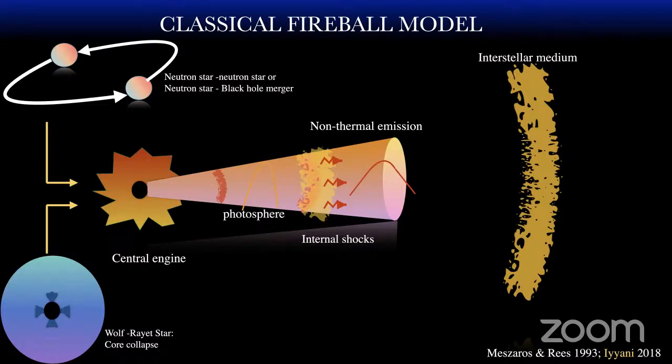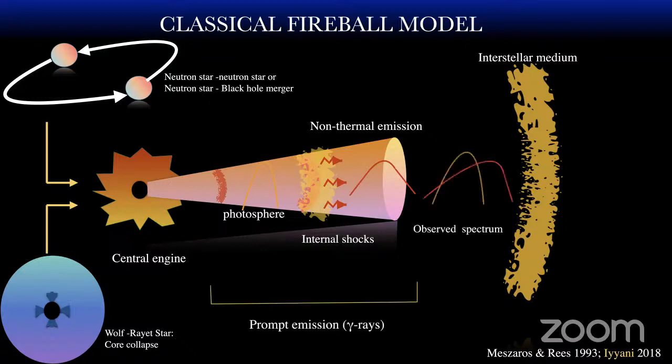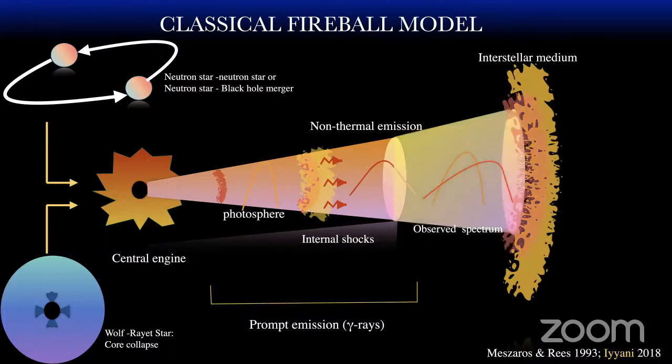This basically composes what we see as the prompt emission, and the jet further goes on and crashes into the interstellar medium, which produces what we see as the afterglow, which can be observed in multiple wavelengths starting from radio till gamma rays.